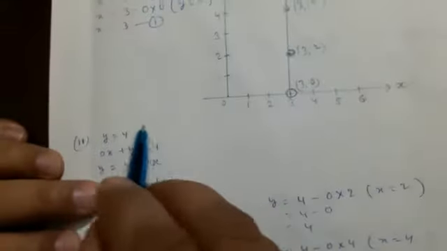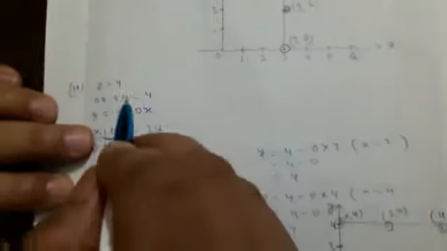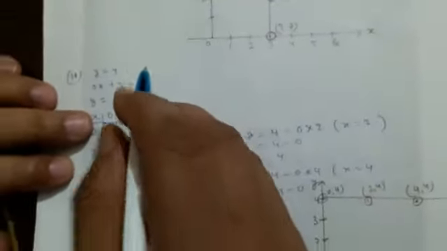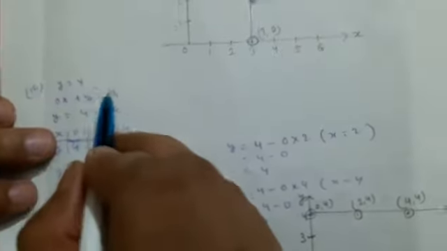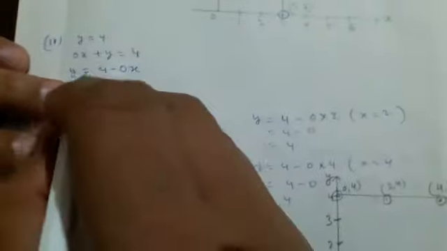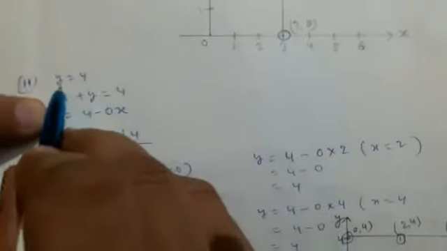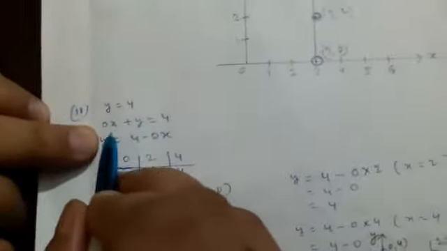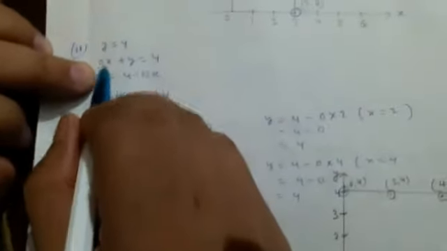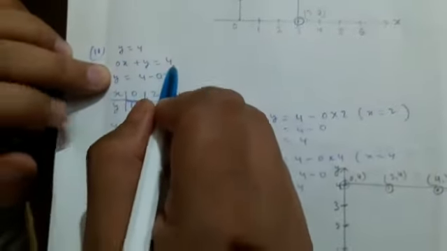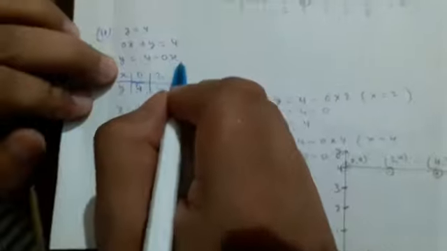Next question is given y is equal to 4. Again, here the value of y is constant, 4. For each value of x, the value of y will be constant as 4. For this, as I told you, if you want to make y constant, then you have to multiply x by 0. So 0x plus y is equal to 4. So y is equal to 4 minus 0x.